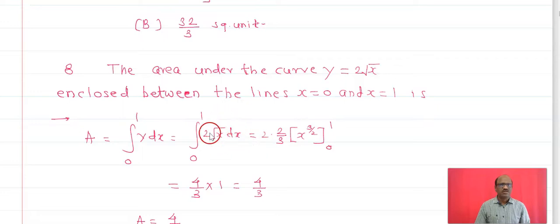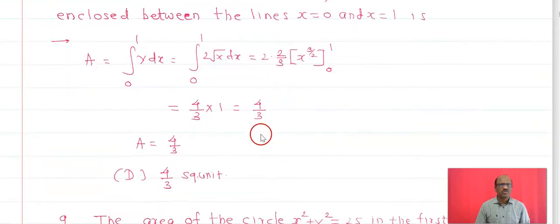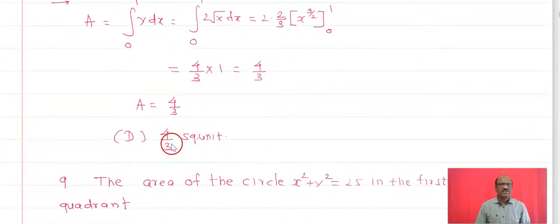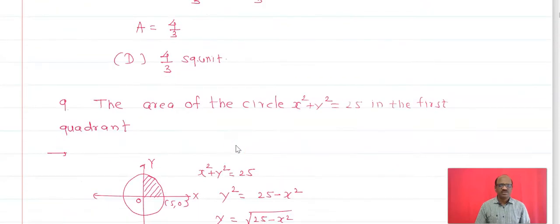What is the integral of root x? That is x raised to 3 by 2 upon 3 by 2, that is 2 by 3 in brackets x raised to 3 by 2. The lower limit is 0, the upper limit is 1. Replace x by 1. That is 4 by 3 into 1, which equals 4 by 3. Therefore, A equals 4 upon 3, and hence the answer is D, that is 4 upon 3 square units.